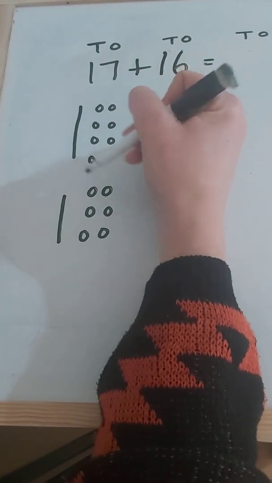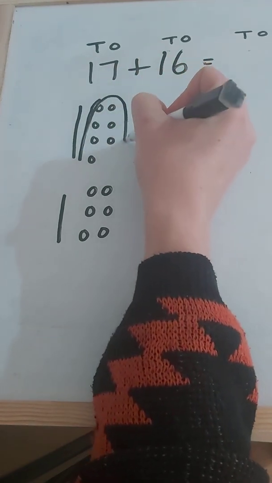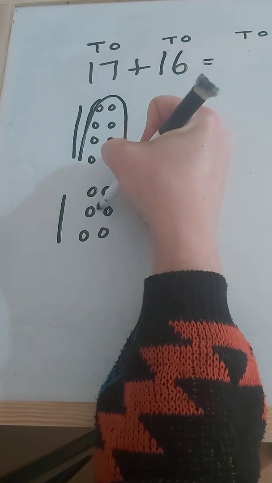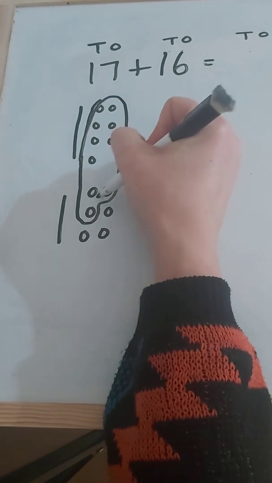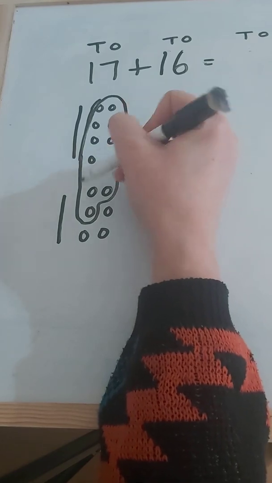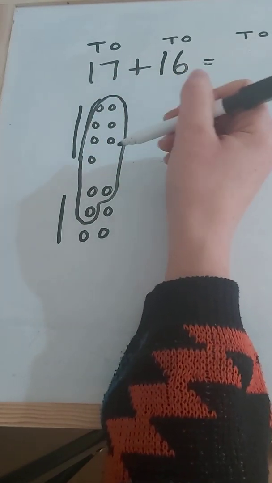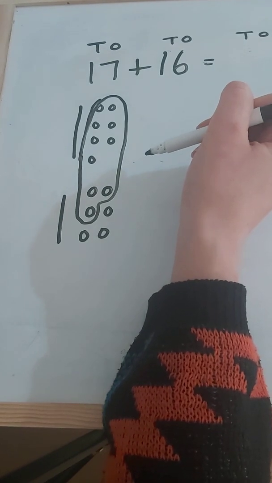Just watch. So I know there are 7 here. 8, 9, 10, 7 and 3. I've circled 3 of these. That makes my 10. 7 and 3. 7, 8, 9, 10. I know that this group I have circled is 10. Okay.